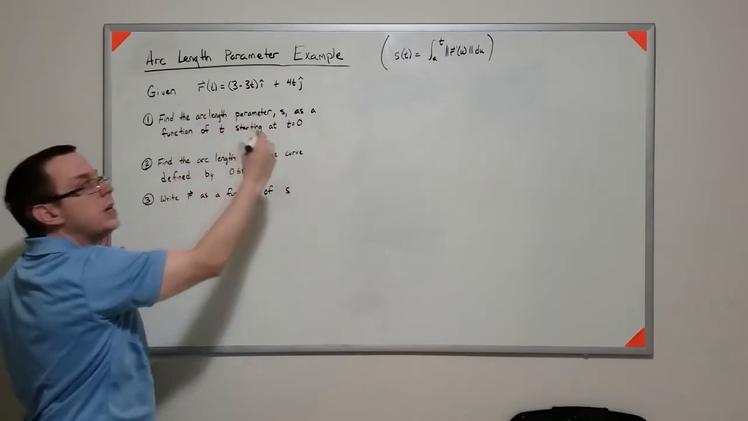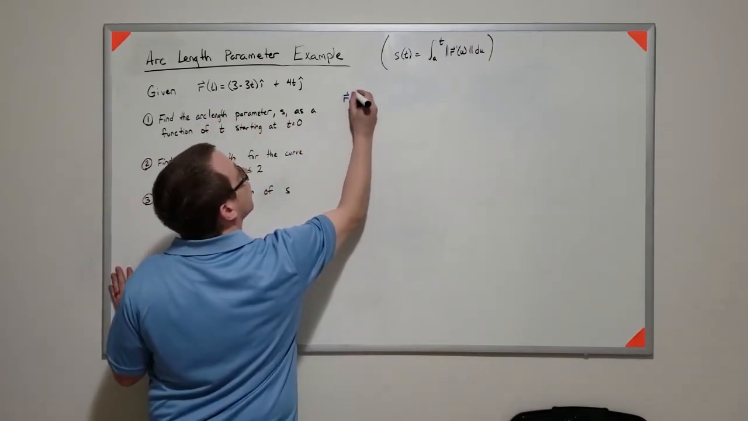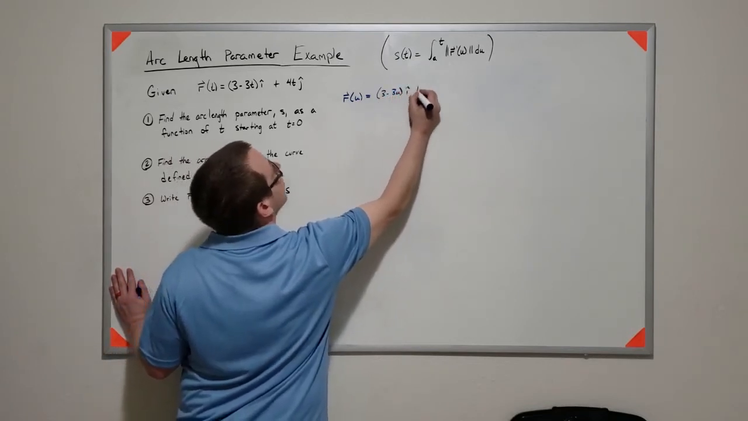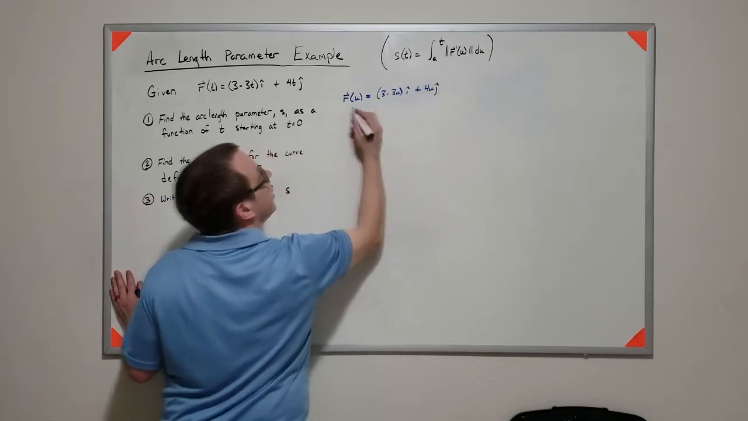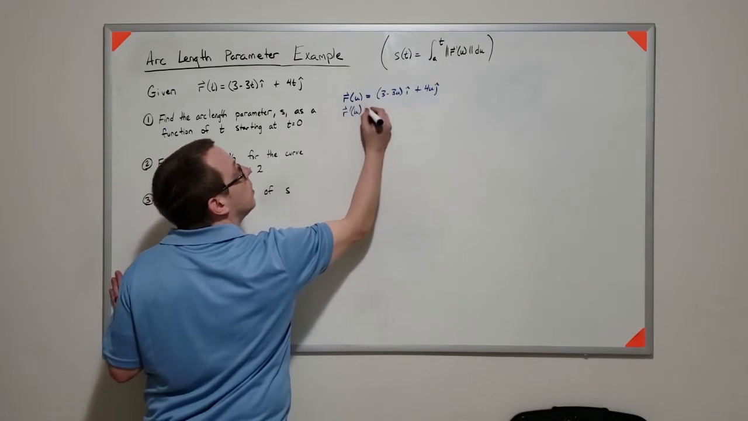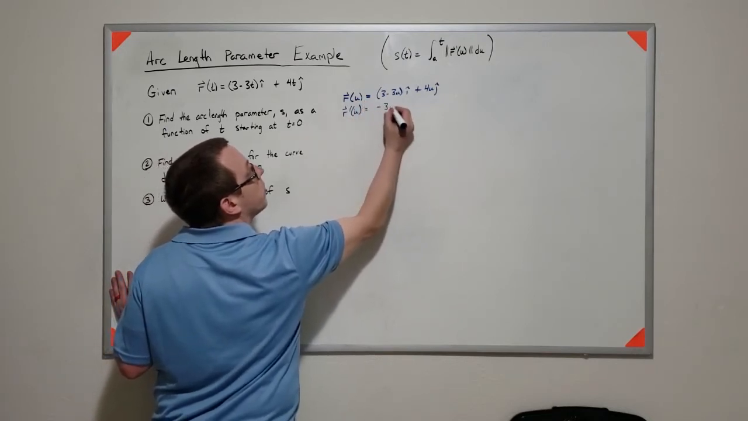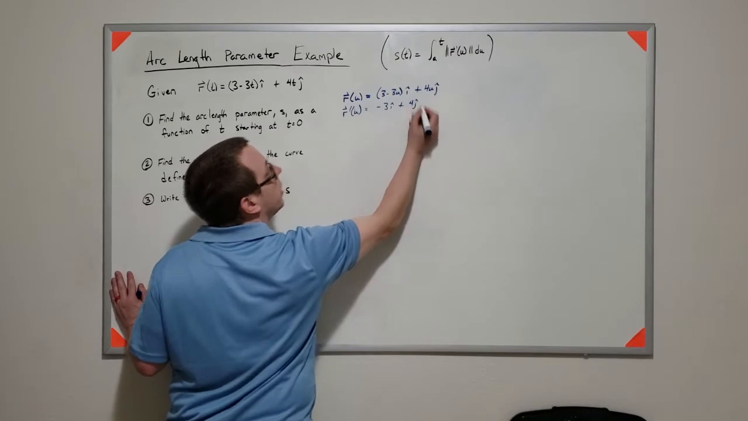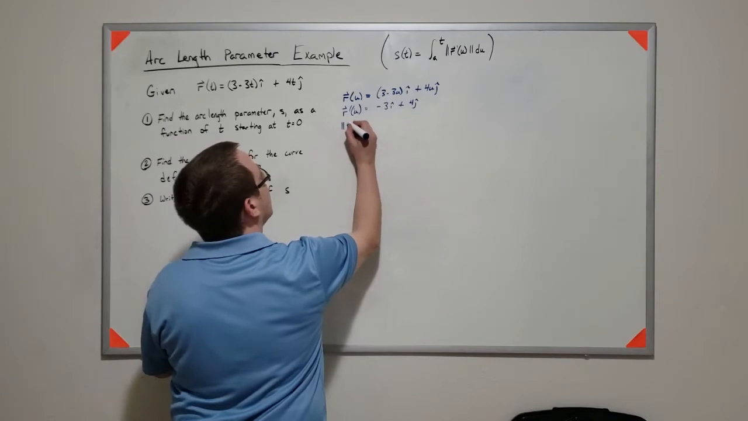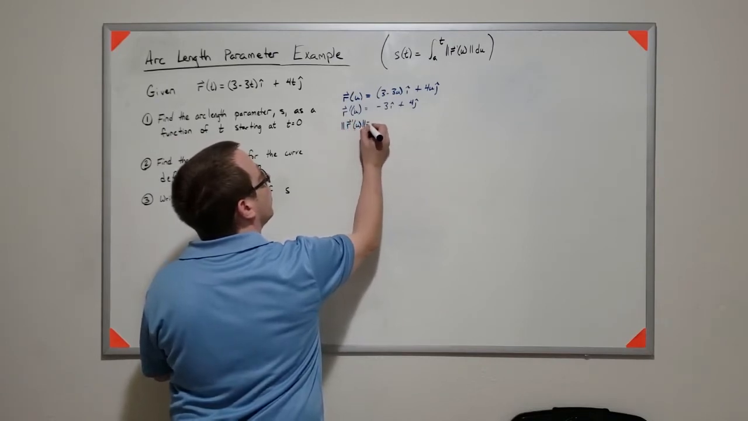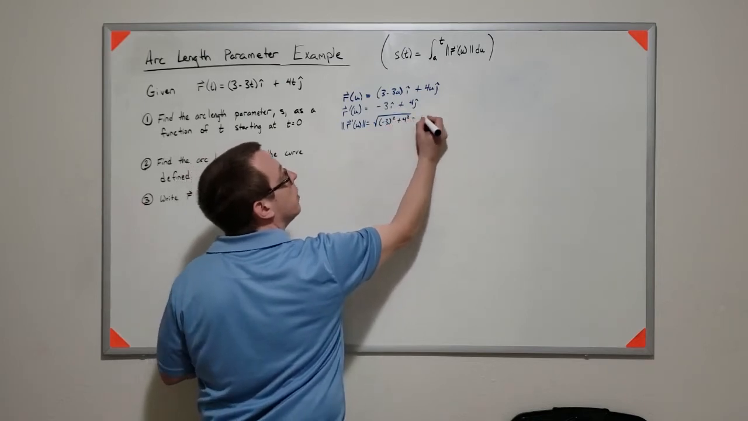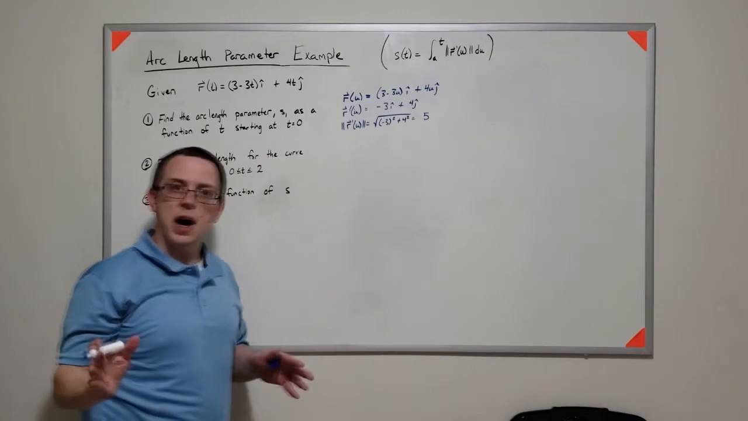So if this is r of t, then r of u is (3 minus 3u)i plus 4uj. R prime of u is negative 3i plus 4j. And then the magnitude of r prime is the square root of negative 3 squared plus 4 squared, which is just 5.